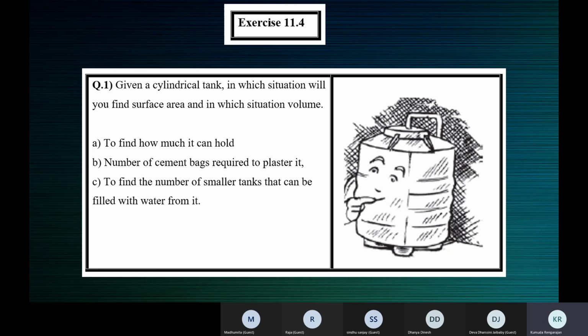So it's surface area. To find the number of smaller tanks that can be filled with water from it. Volume. Water is inside only, so it's the volume. If it's about some liquid which has to be stored in the container, it is volume. If it's about painting the surfaces, it is the area. Painting, plastering. See, that cement bag is for plastering. Painting, plastering, whitewashing, all this is area.